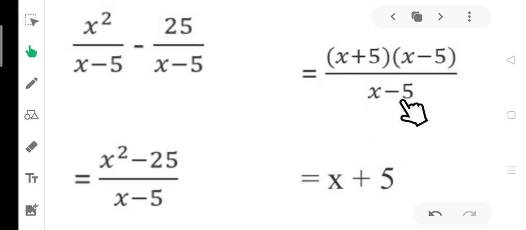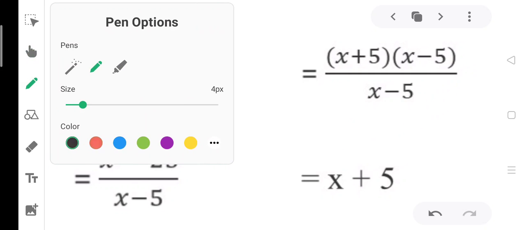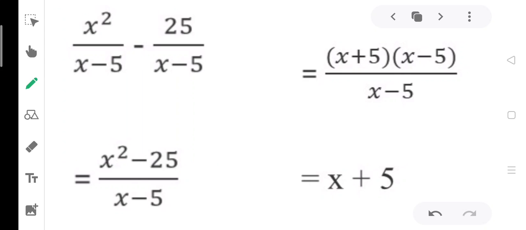So we can see a common factor in the numerator and denominator, so we can cancel them. So we have x minus 5 divided by x minus 5. This becomes 1. X minus 5 in the denominator divided by x minus 5, so this becomes 1. So what it means is x plus 5 times 1, that is x plus 5 divided by 1. So that is x plus 5. So this is our final answer.